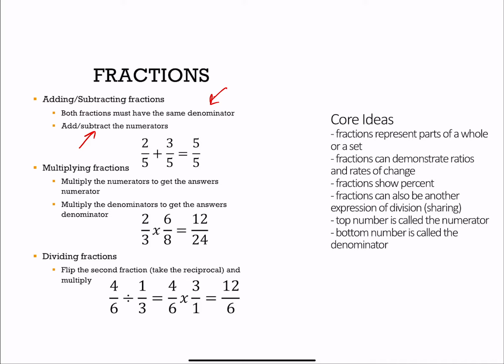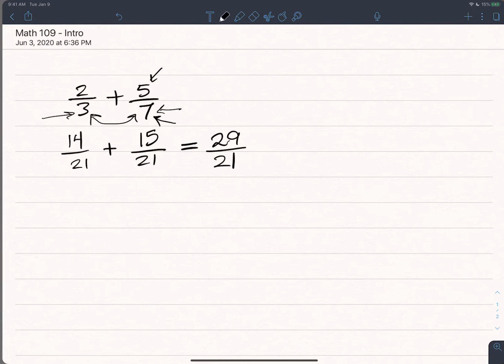So we have an example here. All you do is multiply the top, multiply the bottom. 2 times 6 is what? 12. That's how we got that 12. 3 times 8 is what? 24. That's how we got that 24. So we can do another example.